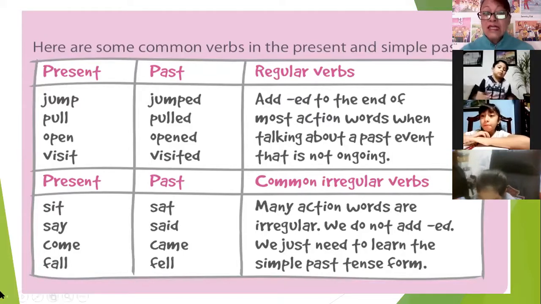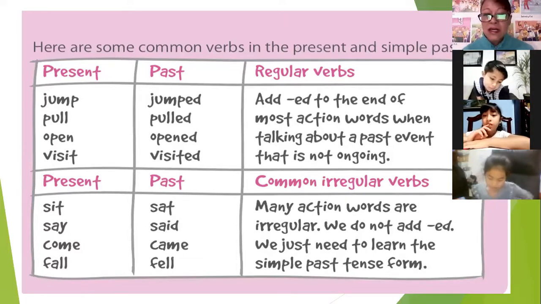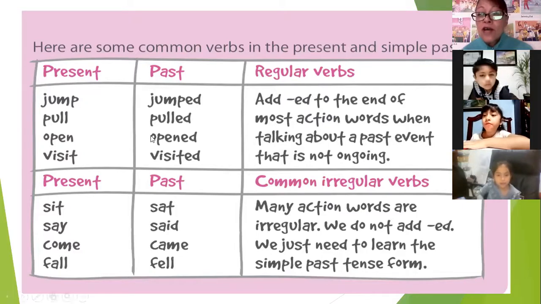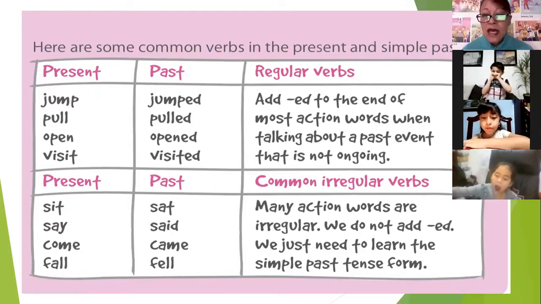But in the second part, I have different verbs. For example, sit, that is present, but sat, that is past. Say, present. Said, past. Come, present. Came, past. Fall, present. Fell, past. You have 30 seconds to watch this table to try to analyze the verbs because you are going to make a sentence. Okay? 30 seconds.